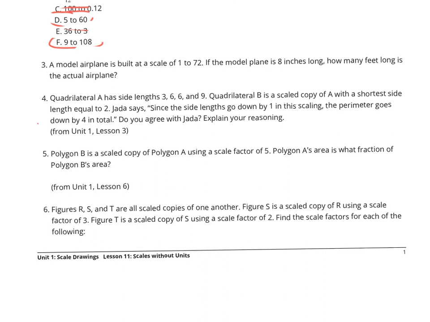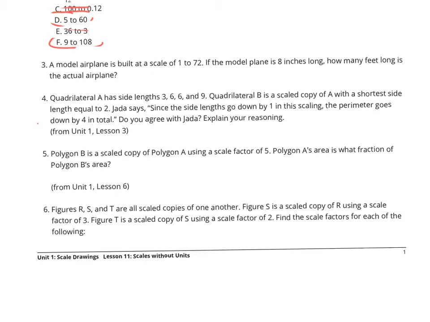Okay, our next question, number 4. Quadrilateral A has side lengths 3, 6, 6, and 9. Quadrilateral B is a scale copy of A with the shortest side length equal to 2. Jada says since the side lengths go down by 1 in the scaling, the perimeter goes down by 4 in total. Do you agree with Jada?